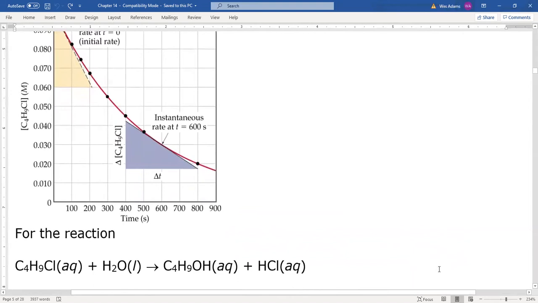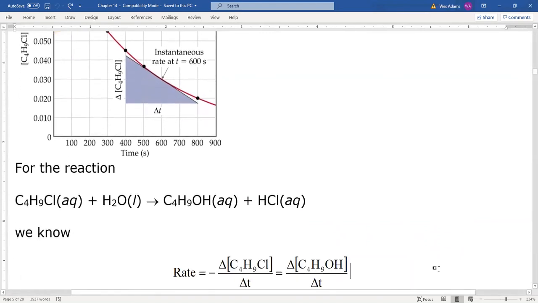So if we continue looking at the chlorobutane reacting with water to produce butyl alcohol and hydrochloric acid, what we know is that we could express the rate as the negative of the change in the concentration of the chlorobutane over time, or the positive change in the butyl alcohol over time. The only difference, since they have the same stoichiometric coefficient, is that one's being consumed and one's being formed, therefore the negative sign. And so we have to end up divesting the measured rate from the means we use to measure it.